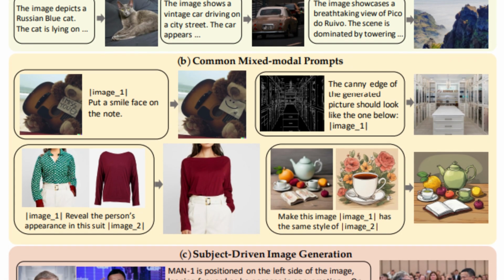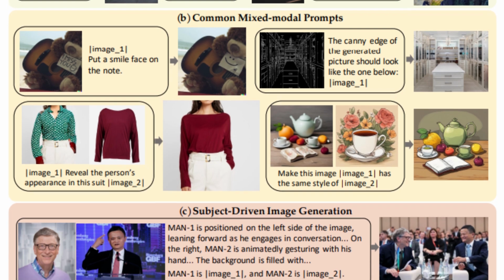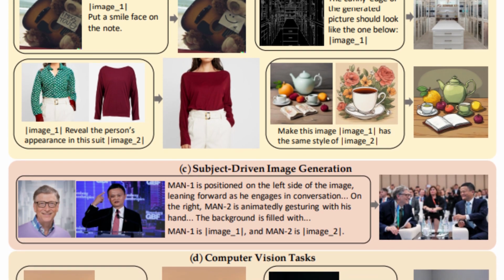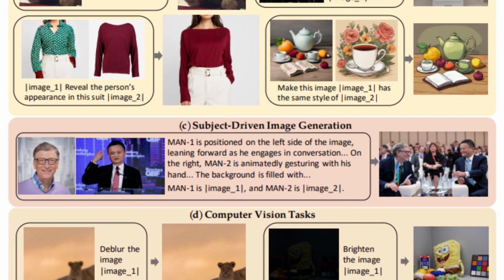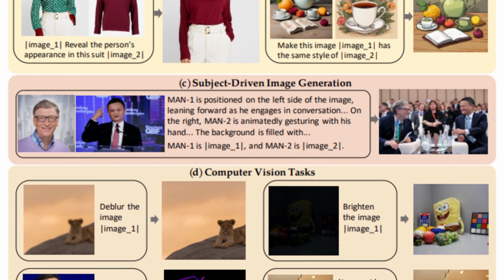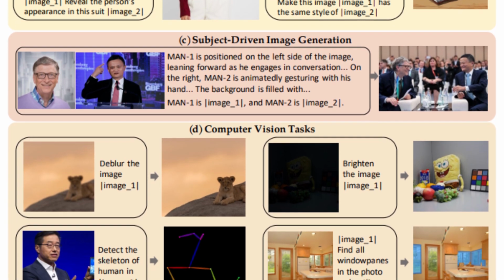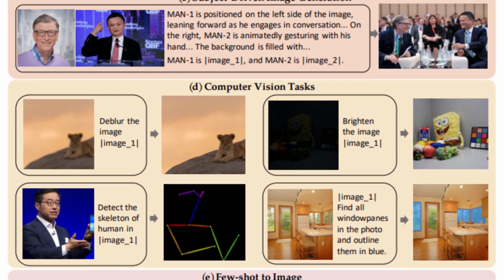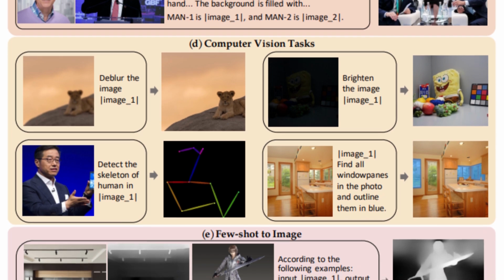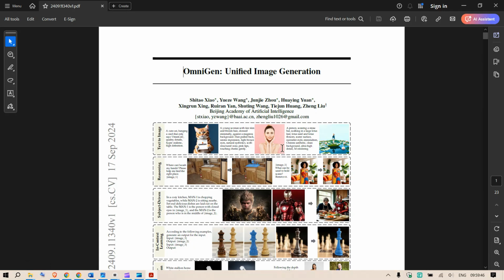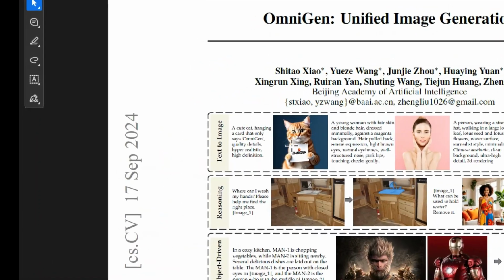It's the first truly unified image generation model capable of handling a wide range of tasks within a single framework. Now, think of it as the GPT of the visual world. So what can OmniGen do? So let's look at the paper. The paper's name is OmniGen: Unified Image Generation. So what can it do?